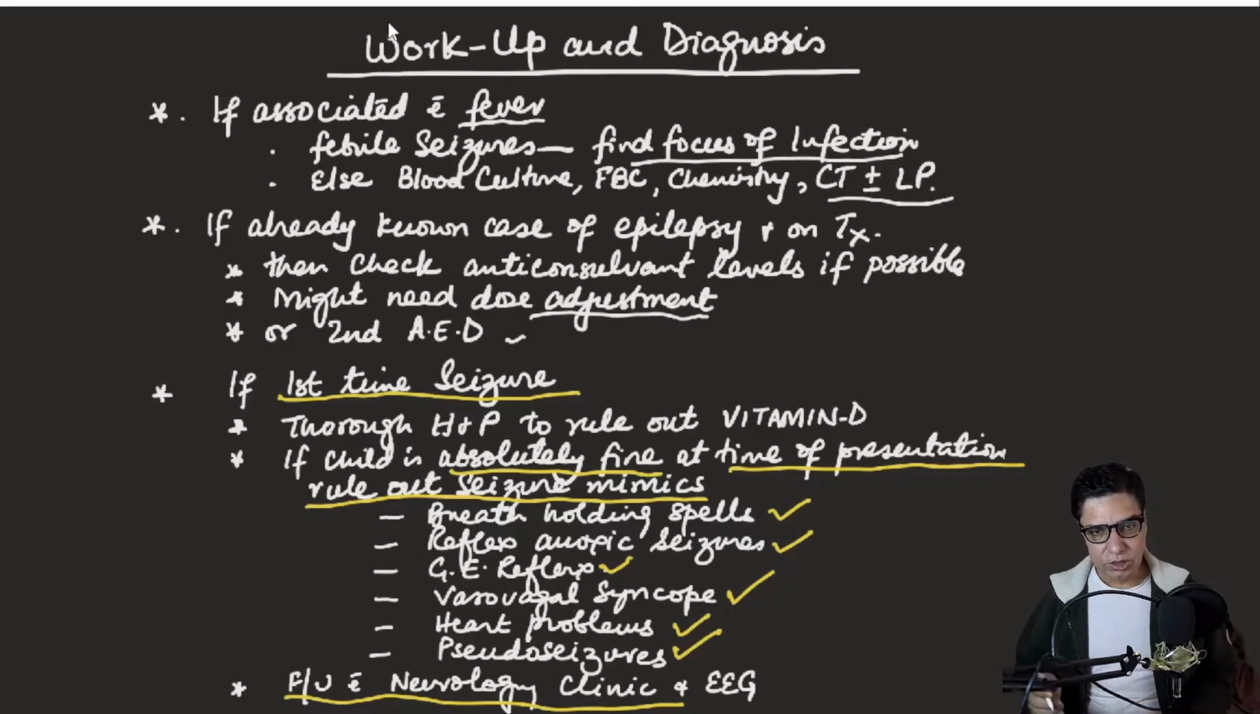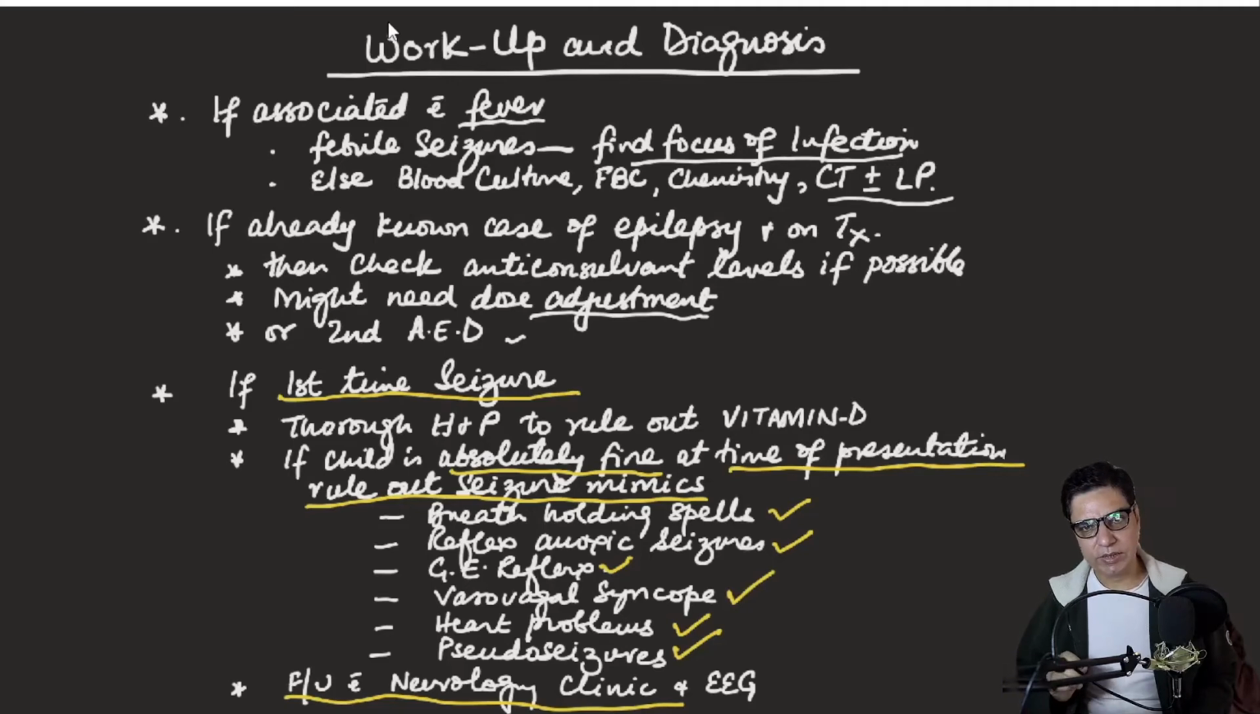If somebody comes with a history of having epilepsy and already on anti-epileptic drugs, he might be seizure free, or he might be having seizures, but suddenly the intensity or the frequency of seizures has increased. Those who are already on anti-epileptic medication, it's very important to check their anticonvulsant levels if those tests are available. So if somebody is on phenytoin, you can check the phenytoin level. If somebody is on valproate, you can check the valproate levels. So why do we check it? Because we have to see the compliance.